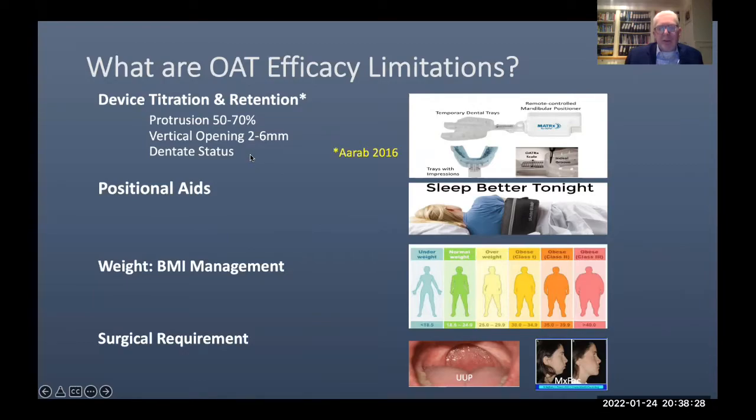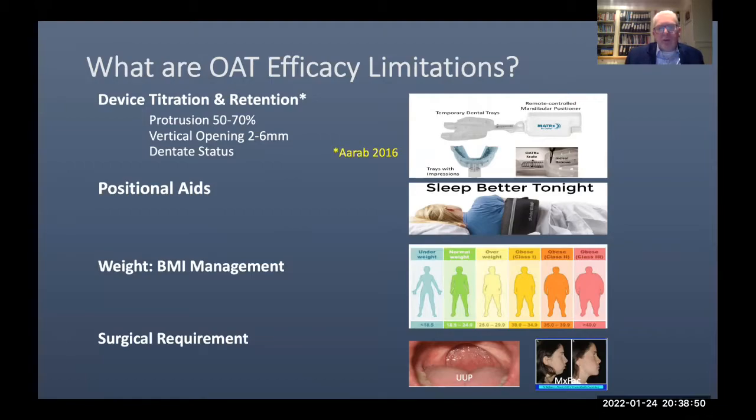And obviously the dentate status, I'm not speaking about the dental comorbidities like caries or periodontal disease or other anomalies. I'm talking about just the static dental arrangement in terms of partial edentulous or also the distribution of suitable abutments to retain a device or otherwise.